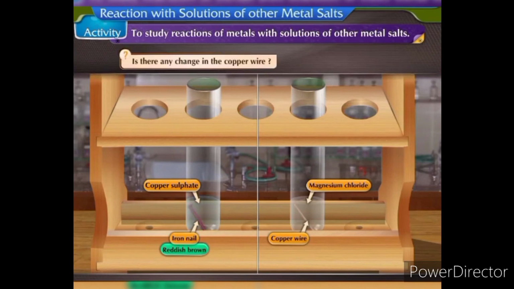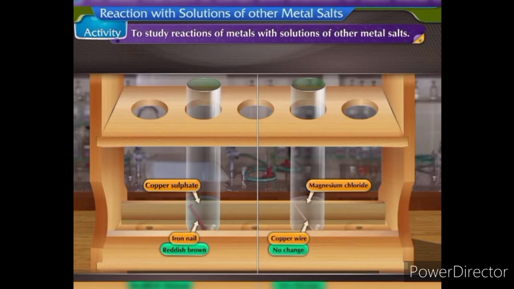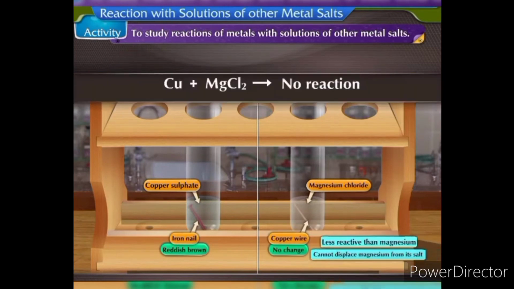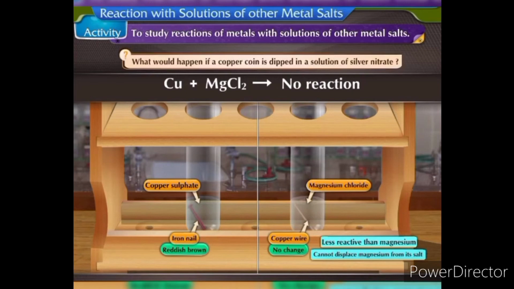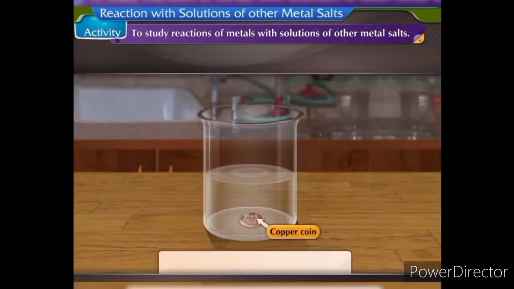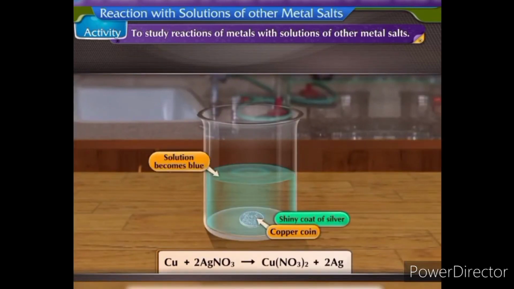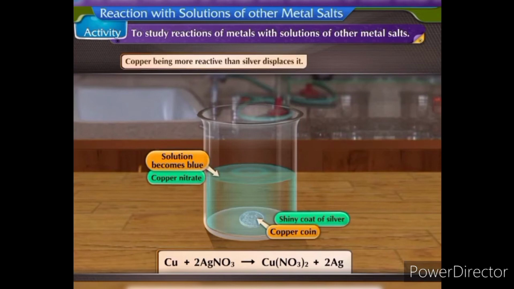In the second test tube, is there any change in the copper wire? No, there is no change in the copper wire. This is because copper is less reactive than magnesium, so it cannot displace magnesium from its salt. What would happen if a copper coin is dipped in a solution of silver nitrate? The copper coin gets a shiny coat of silver and the solution becomes blue due to the formation of copper nitrate. Copper, being more reactive than silver, displaces it.